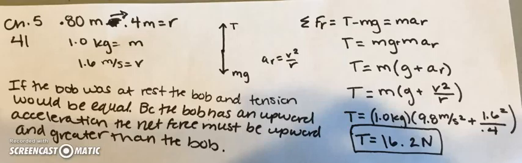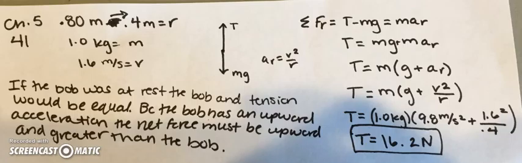This is my Forces in Circular Motion Reassessment, Chapter 5. I chose problem 41. A pendulum is 0.80 meters long and the bob has a mass of 1 kilogram. At the bottom of its swing, the bob speed is 1.6 meters per second. What is the tension in the string at the bottom of the swing? And explain why the tension is greater than the weight of the bob.